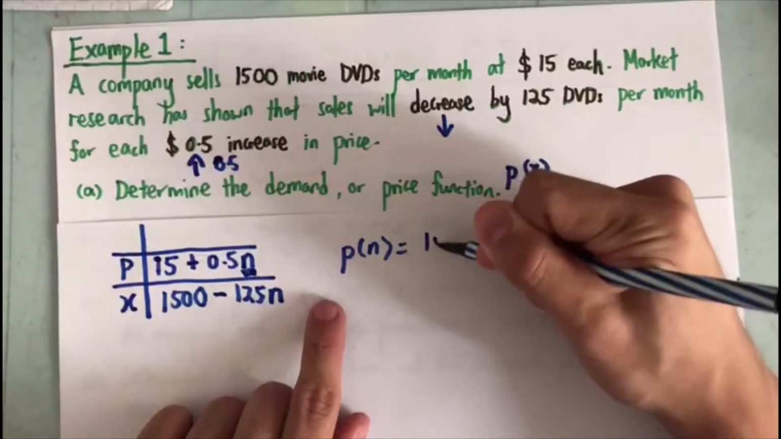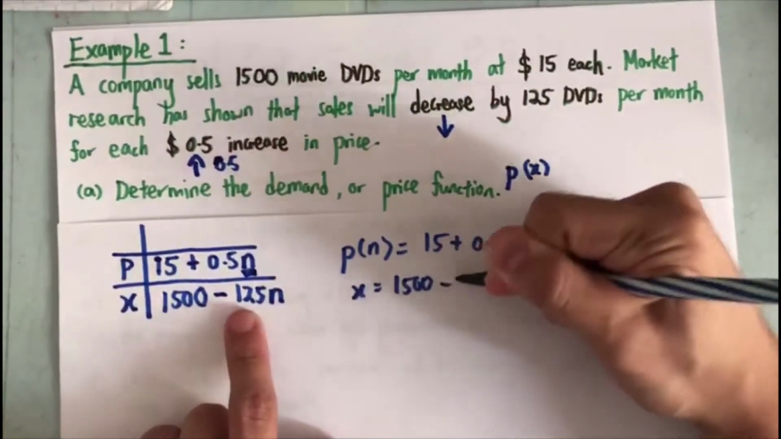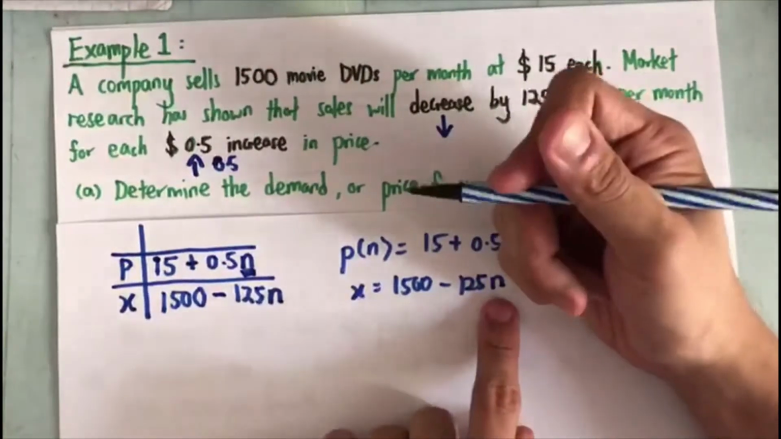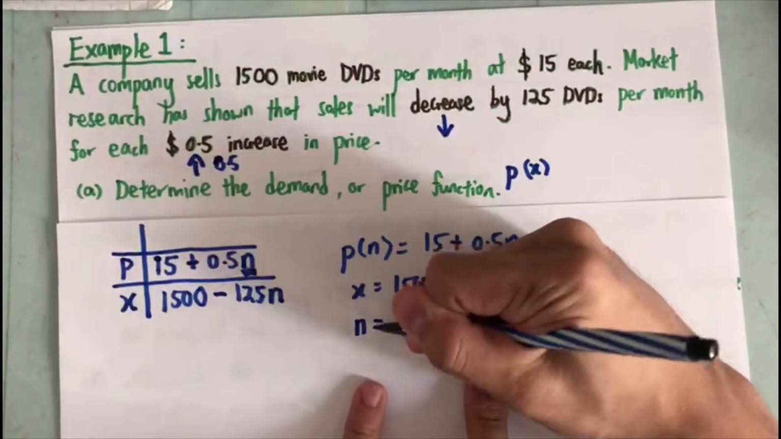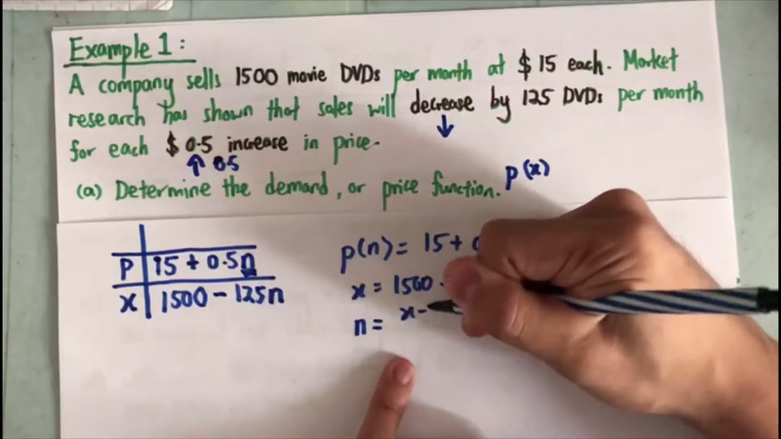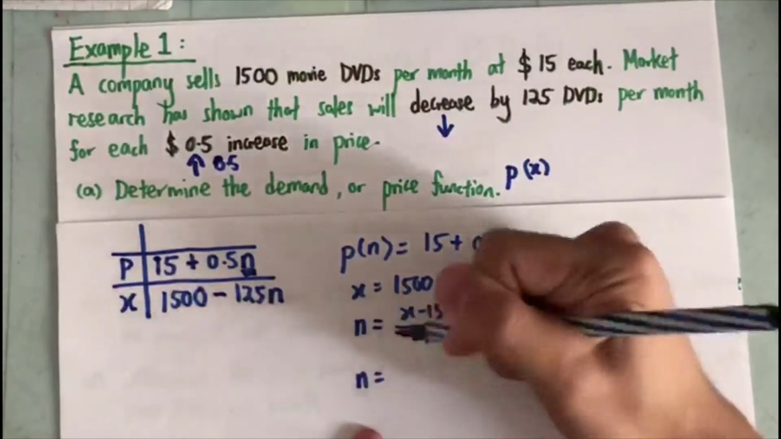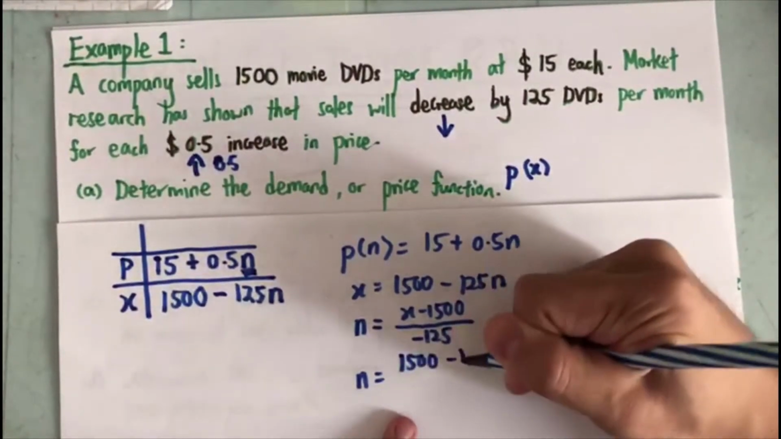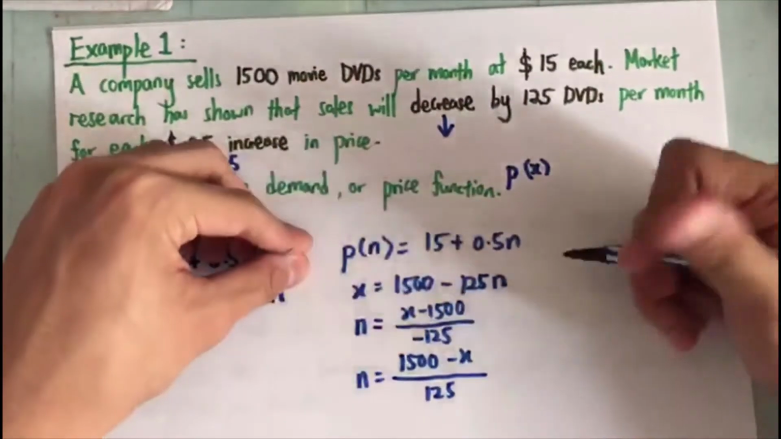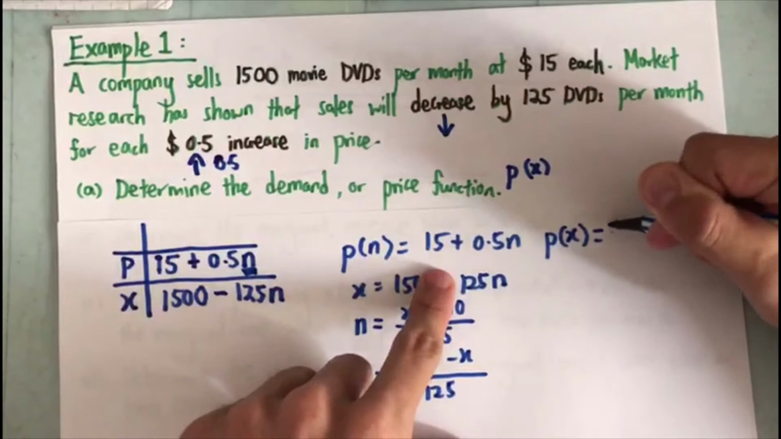Therefore, P(n) is equal to 15 plus 0.5n, and x is equal to 1,500 minus 125n. And then let's make n the subject, so we shift everything to the left. So it becomes x minus 1,500 over negative 125. n will be equal to 1,500 minus x over 125. And then substitute the n into the price function. Then we can convert it in terms of x.